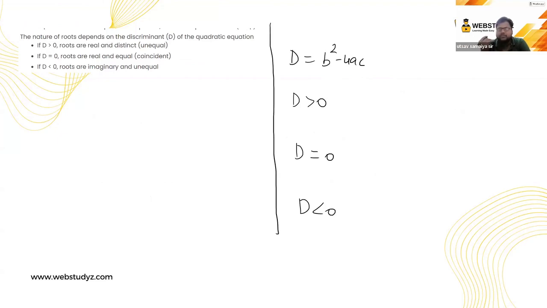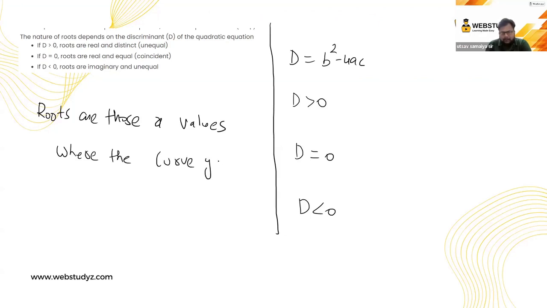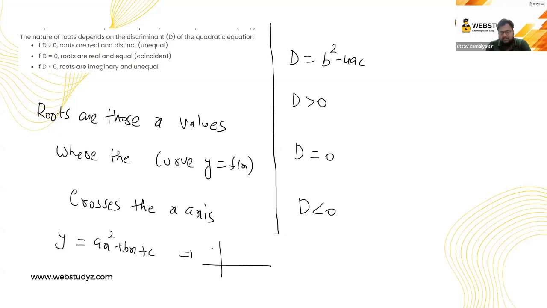Now you may ask, sir, what is a root? Roots are those x values where the curve y is equal to f(x) crosses the x-axis. For example, if we have anything like this, ax squared plus bx plus c, and the graph of this curve looks like this, so this is alpha, this is beta. So here we call alpha one root, beta another root.